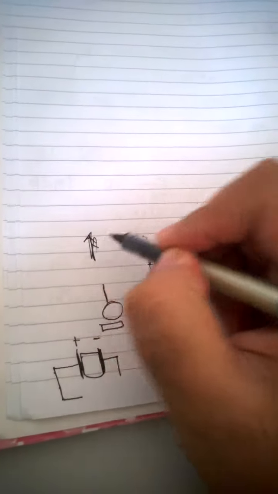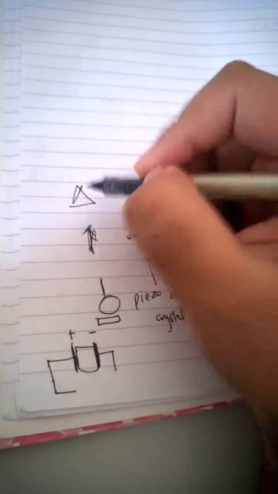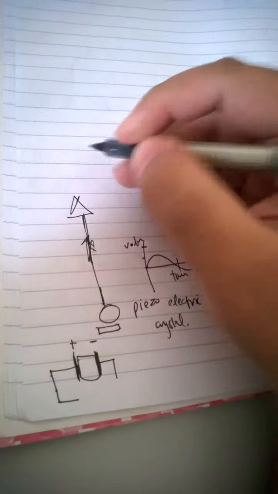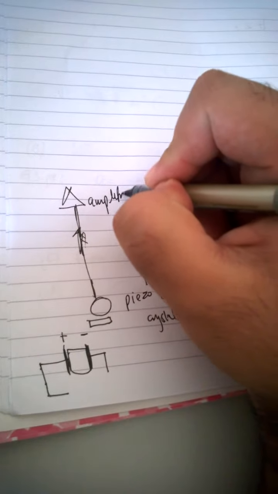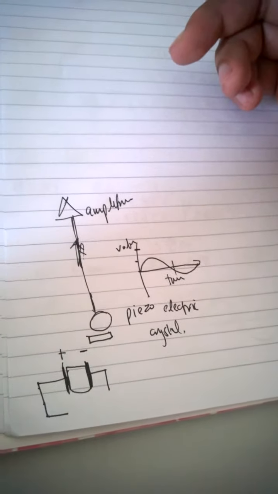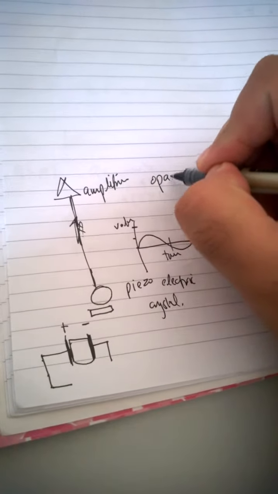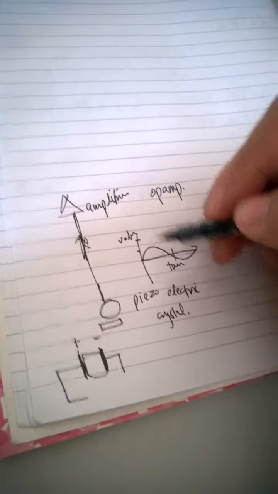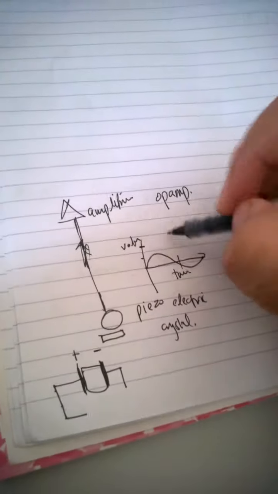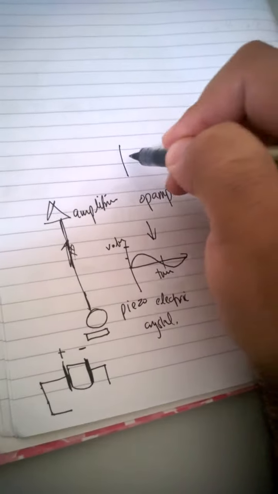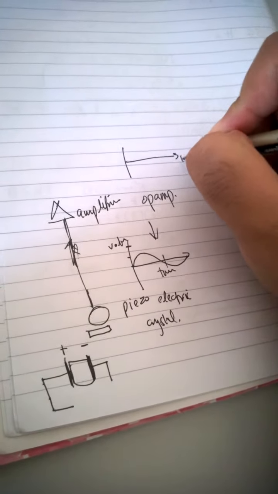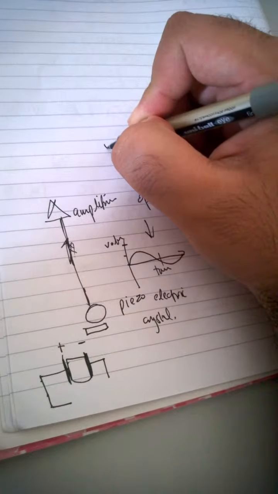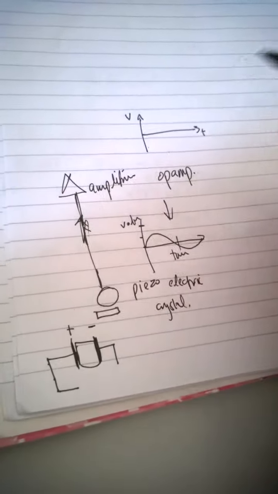Next, we have the amplifier. Okay, it's an amplifier, which is gonna be most probably an op amp, as we've studied in A levels. So what this is gonna do is we have this waveform. Suppose we have the same dimensions. We have the time, of course, the voltage. What it's going to do is it's going to amplify.